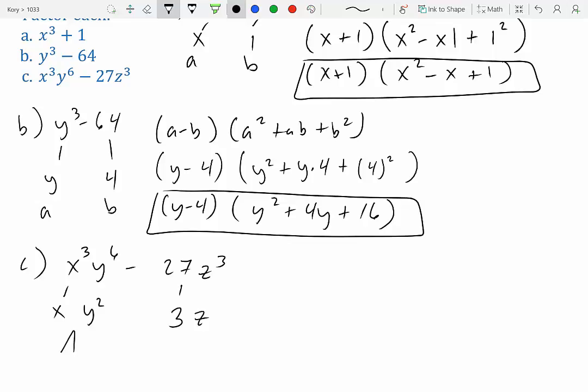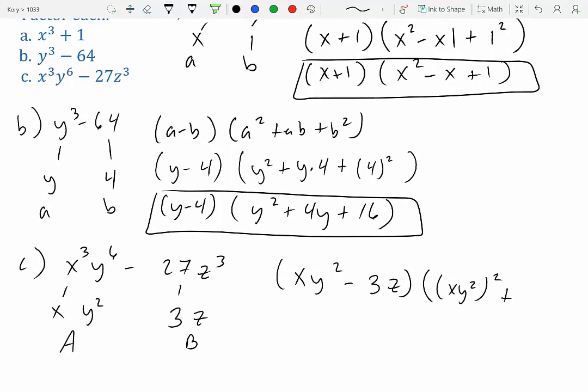Now we have our a, and we have our b. And we're going to use the minus formula because we're subtracting in between. So we have a, which is xy squared, minus b, which is 3z. Now we have a squared, so xy squared squared, plus ab. So a times b is x cubed.